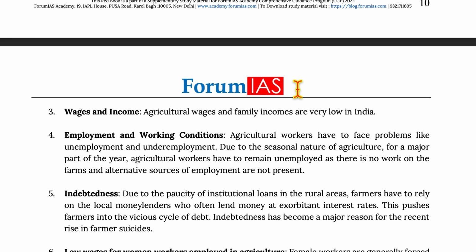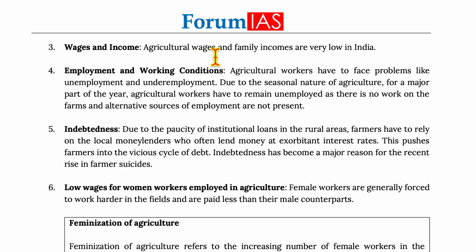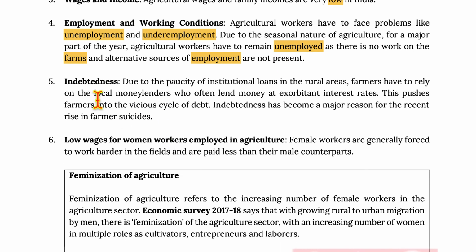Moving on, wages and income. Agricultural wages and family income are very low in India. Employment and working condition. Agricultural workers have to face problems like unemployment and underemployment due to seasonal nature of agriculture. For a major part of the year, agricultural workers have to remain unemployed as there is no work on farms and alternative sources of employment are not present.